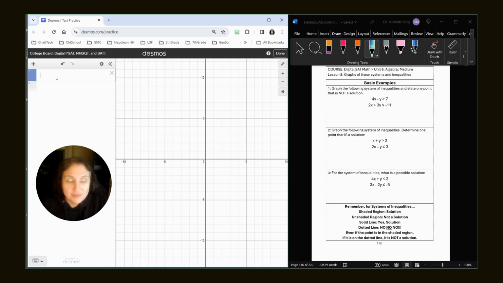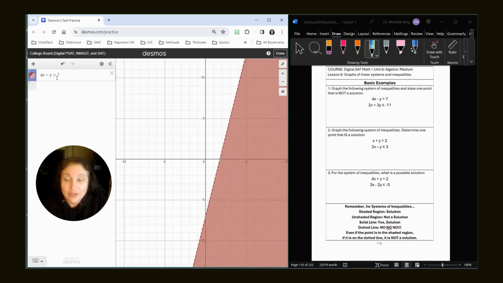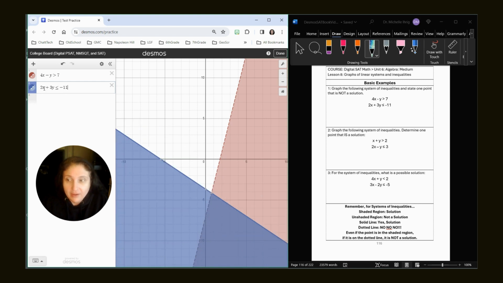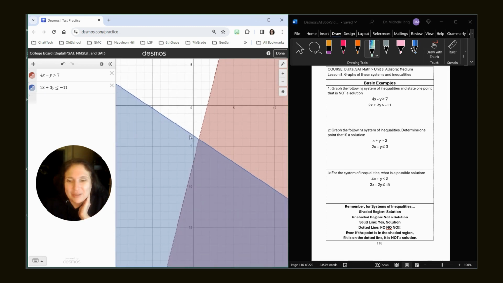Graph the following system of inequalities and state one point that is not a solution. There is literally an infinite number of points that are not solutions just because that's how inequalities work. Is less than or equal to -11. Always double check your work when you type stuff in, especially if you're doing it at 1:46 in the morning, like I am.